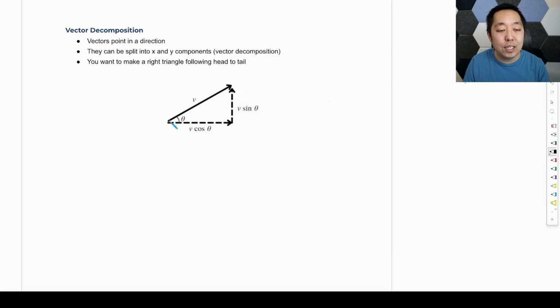So we think of two-dimensional motion as simply two one-dimensional motions. The whole idea in vector decomposition is that you're going to take an arrow, a vector that points in a direction, and split it into the x and y. The key thing to remember is you're going to draw an arrow that is parallel to the left or right axis, and then one that is vertical. And you need to do this tail to head method.